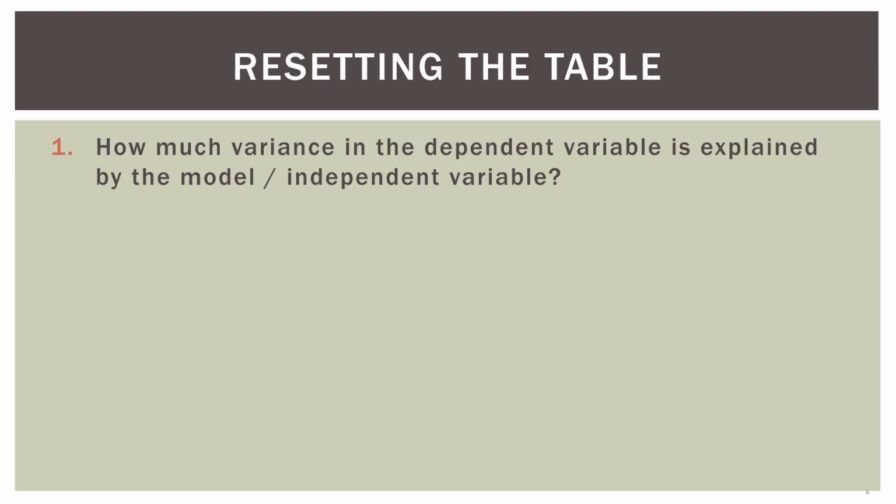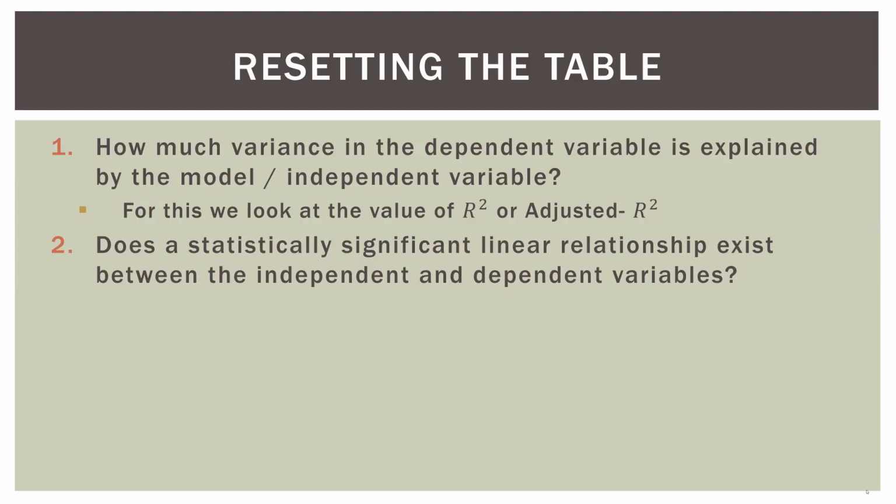That's only going to work if there actually is a linear relationship between the two variables. That's a basic tenet of regression. And then how good our prediction can be will be based on other things. So how much variance in the dependent variable is explained by the model or the independent variable? For this, we look at the value of r squared or adjusted r squared. You've probably seen these in regression output, but it's a way to easily represent how much variation is actually explained by the model.